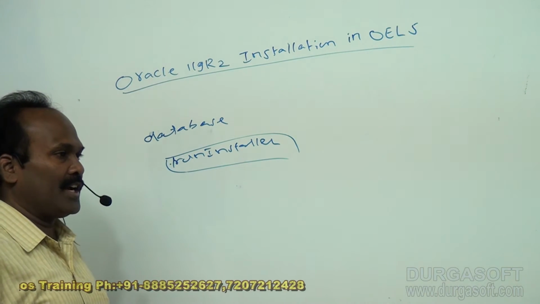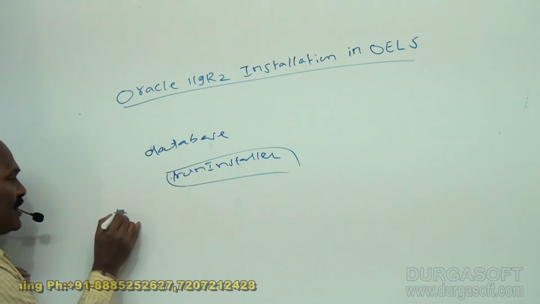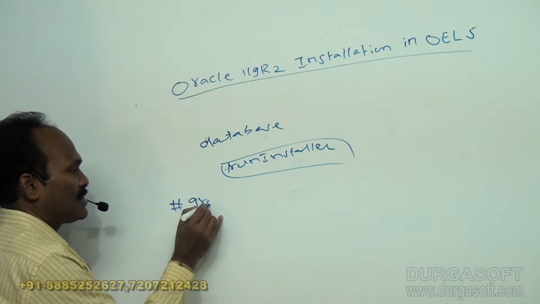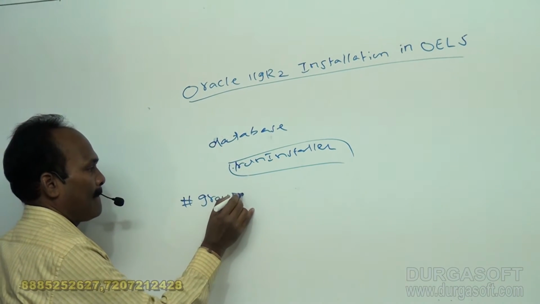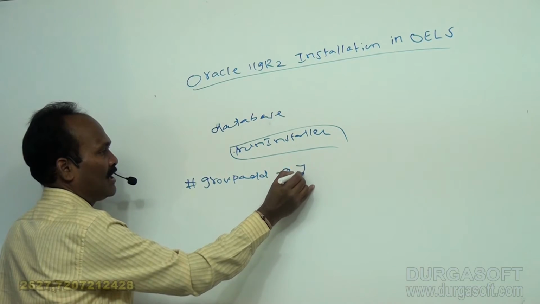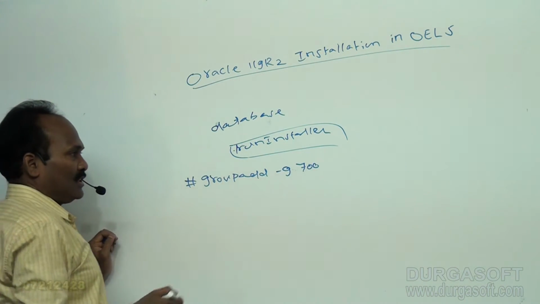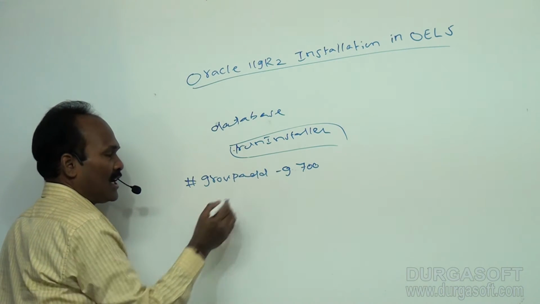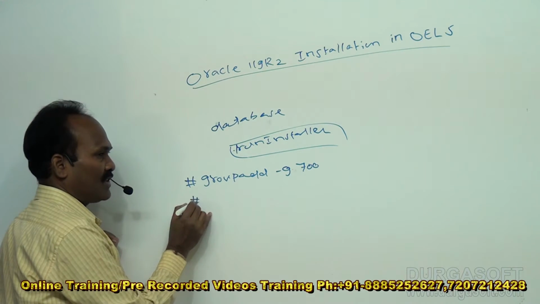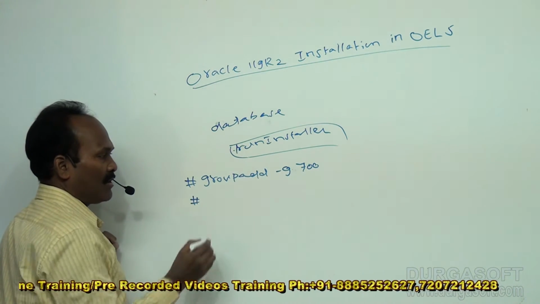First, create a group. How to create a group? As a root user, first of all you have to create a group. In order to create a group, you execute a command called groupadd -g 700. This is the group ID. This must be created as the root user. After completion of this, you have to create the Oracle user. How to create the Oracle user?